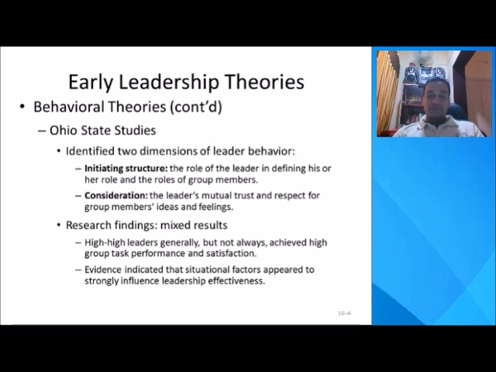But there is evidence that it's not only the style but also situational factors that influence leadership effectiveness. But this was a key study because it really talked about the different dimensions of leader behavior rather than just bracketing a leader as autocratic or democratic.